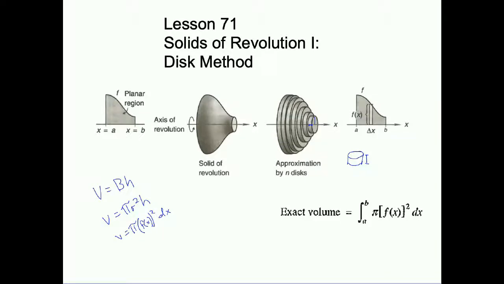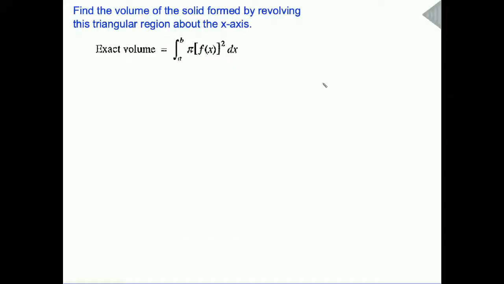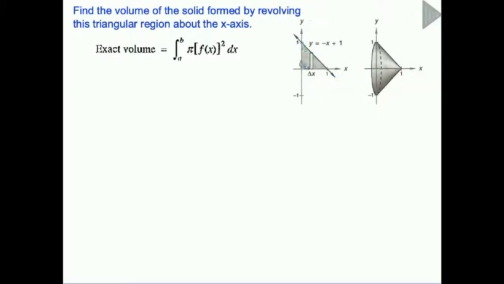And so what we're going to do is take a look at some examples here. It says find the volume of the solid formed by revolving this triangular region about the x-axis. So let's see what region they're talking about here. We have this triangular region. We're given this line here, y equals negative x plus 1. Slope of negative 1, crosses the y-axis at 1. And we're revolving around the x-axis.